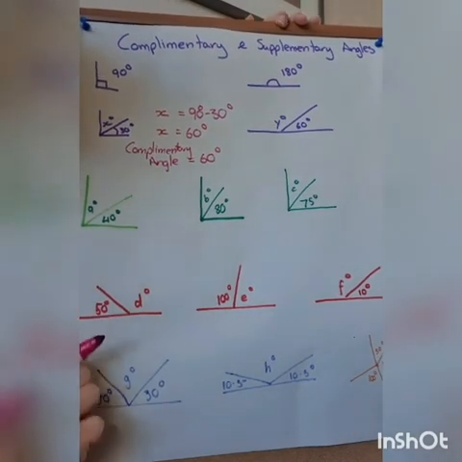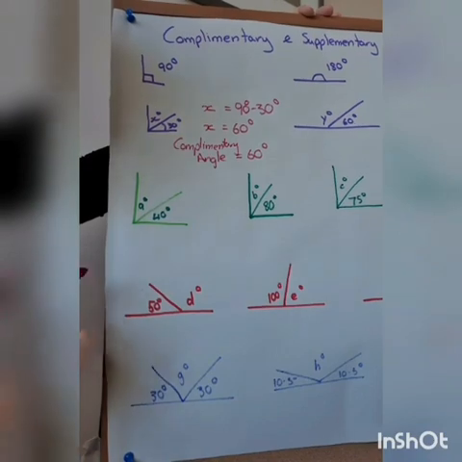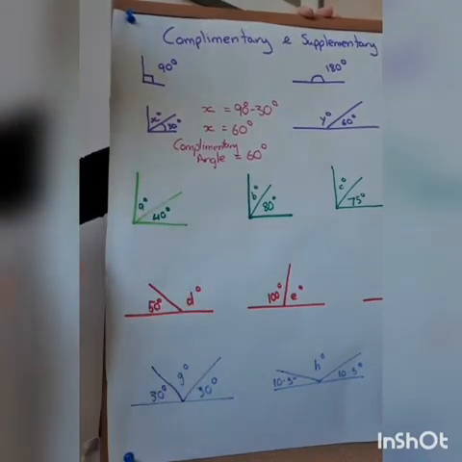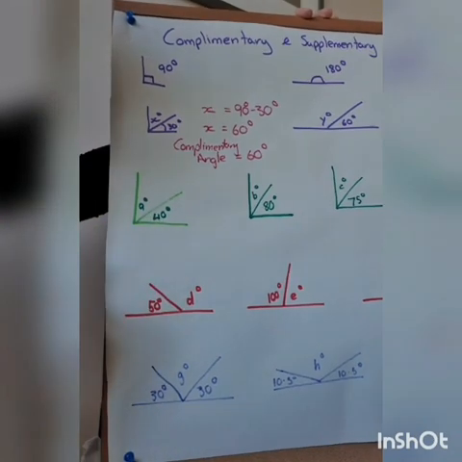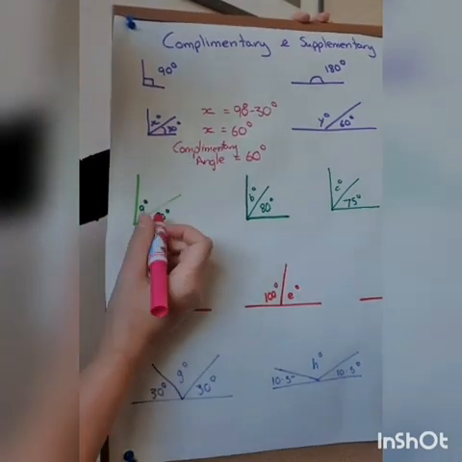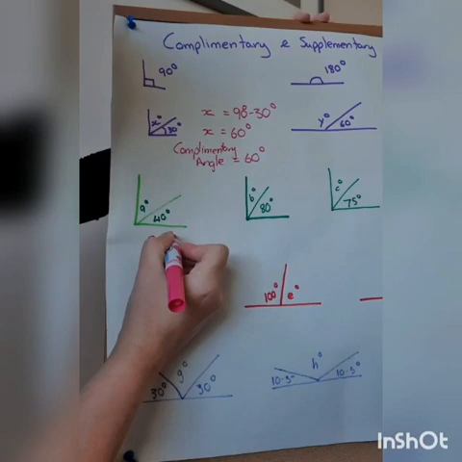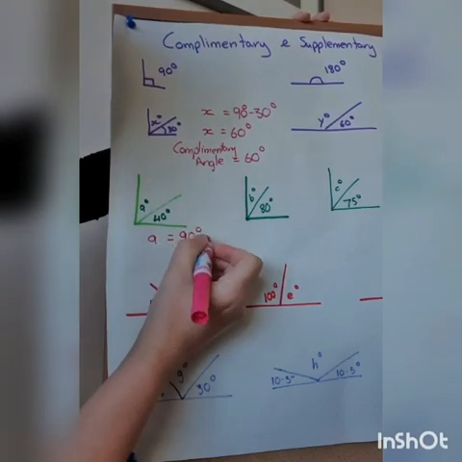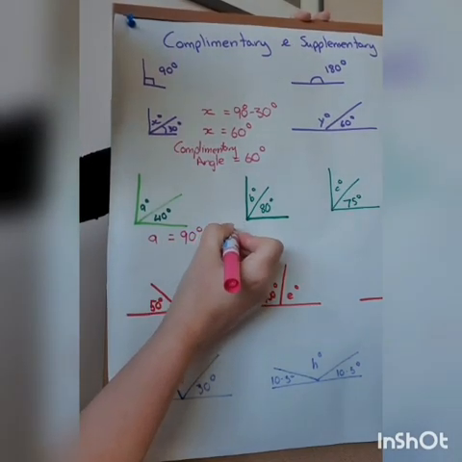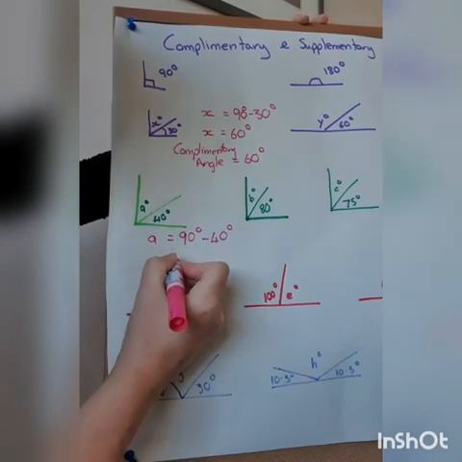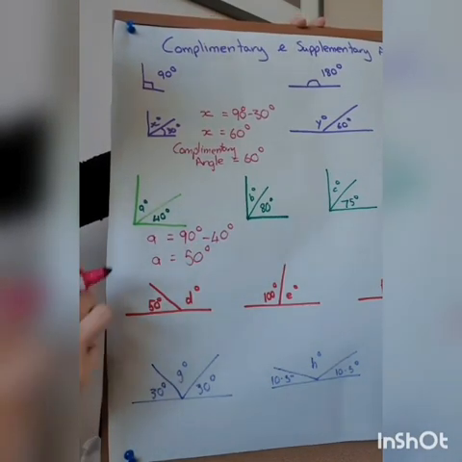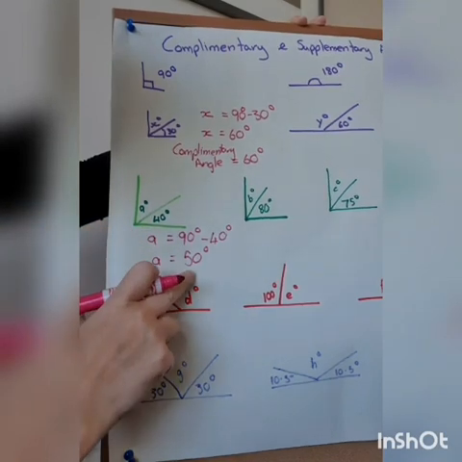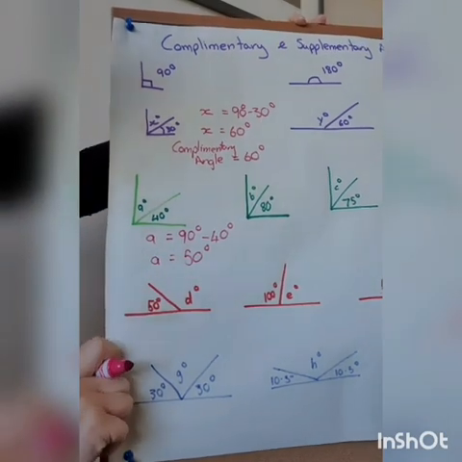Let's do another example here with our green angles. So we have another angle and A is our complementary angle. We already have our 40 degrees. So A is 90 degrees, take away 40 degrees, A is 50 degrees. Our complementary angle in this case is 50 degrees.